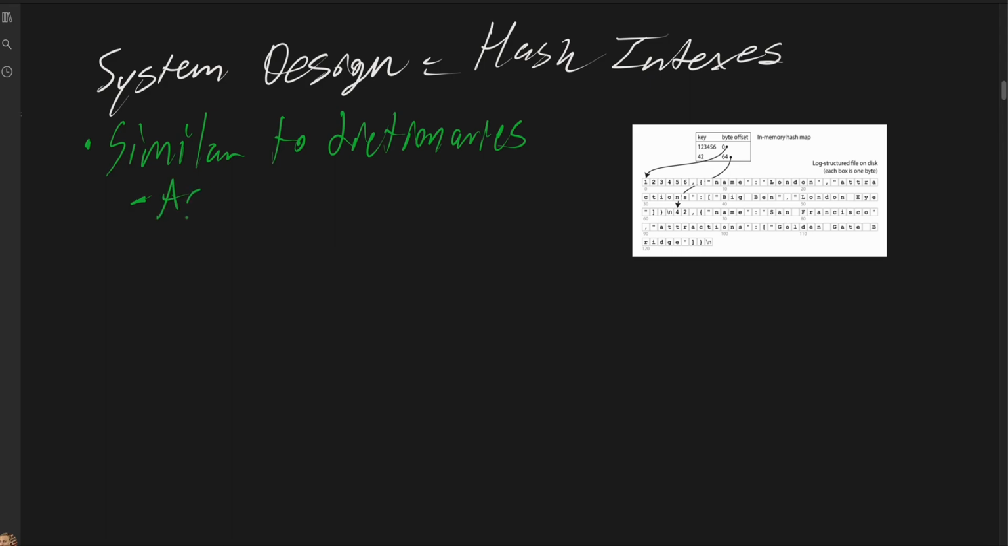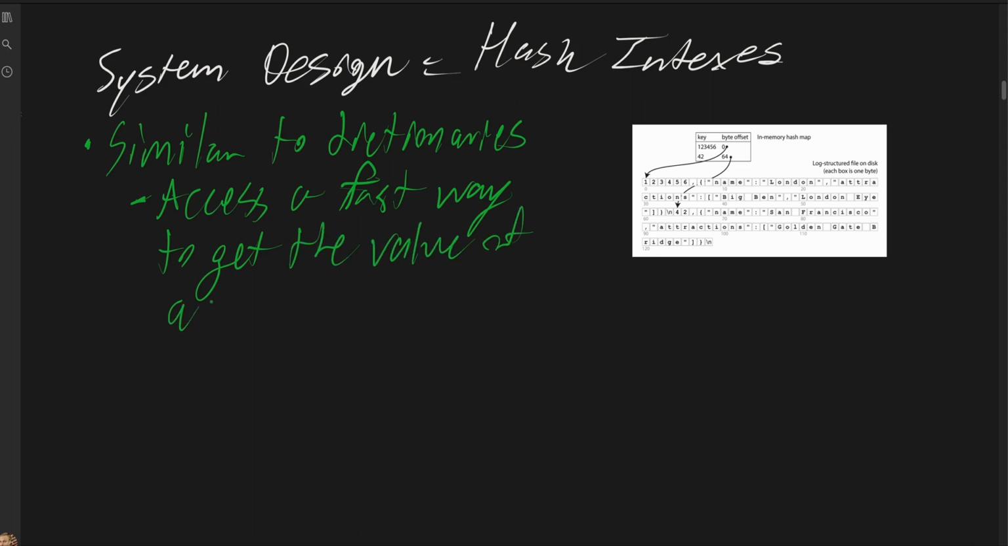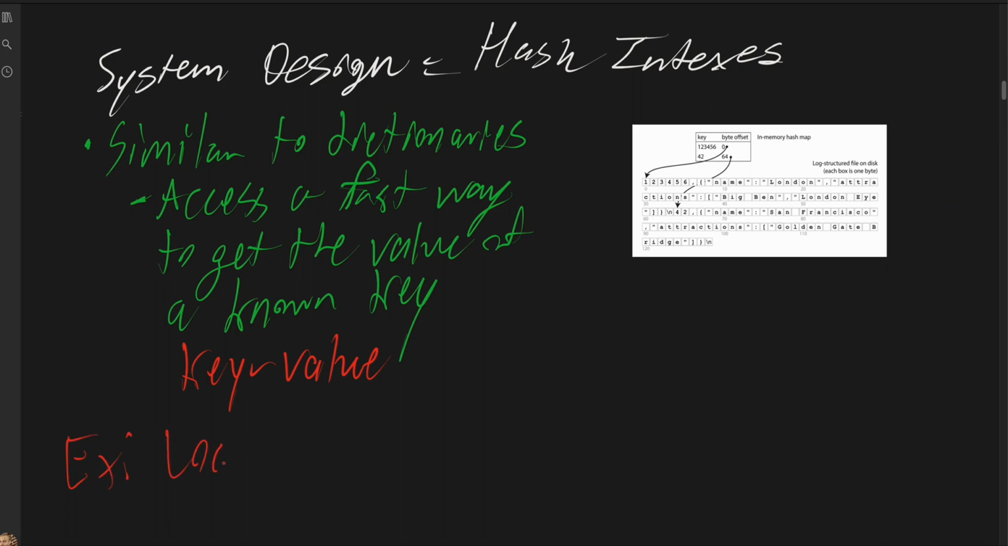So, a fast way to get the value of a known key, to do a key value pairing. And the best way to metaphorize this, or have an example, is lockers in particular, and having a key.